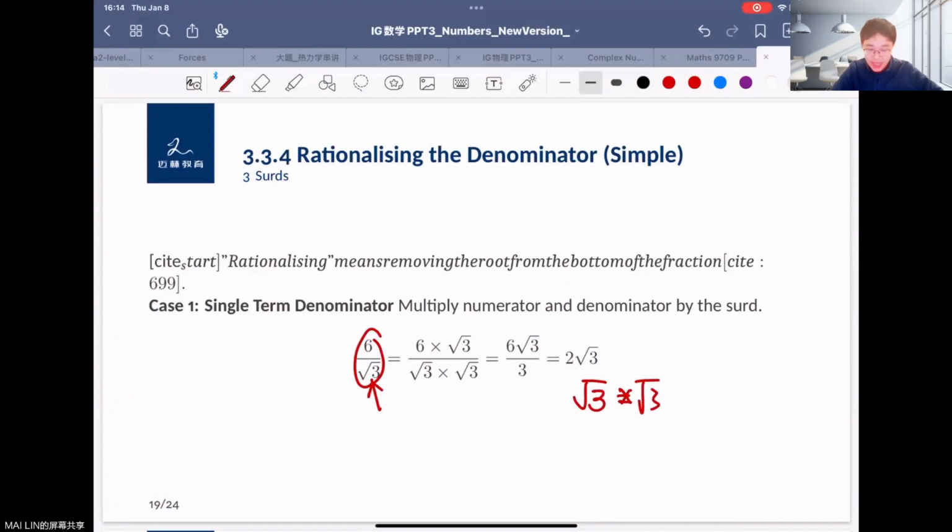So here we can let the upper part of the fraction and the lower part of the fraction both be multiplied by square root 3, right? So 6 times square root 3 is 6 square root 3, and square root 3 times square root 3 is 3. So the answer here is 2 times square root 3, okay? That is how to rationalize this, okay?